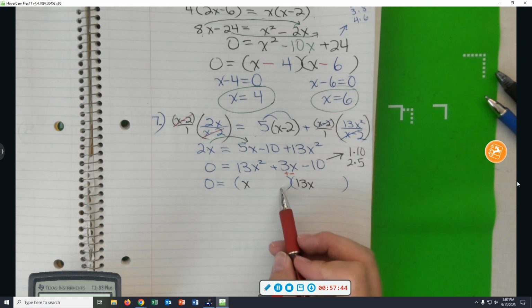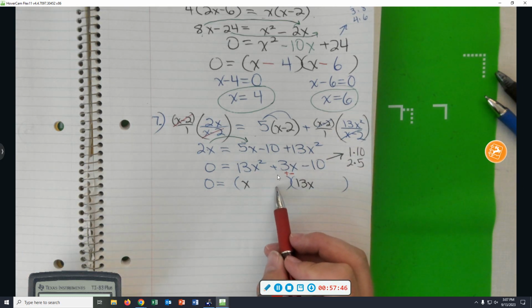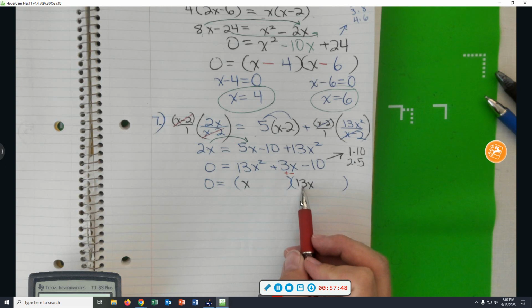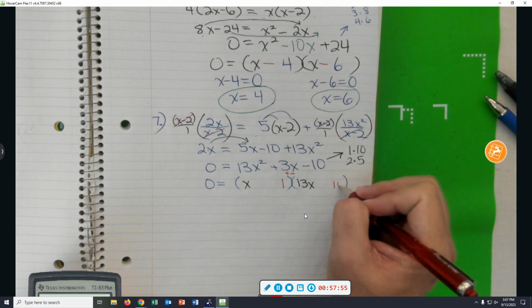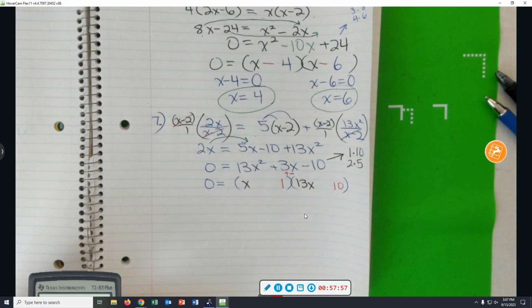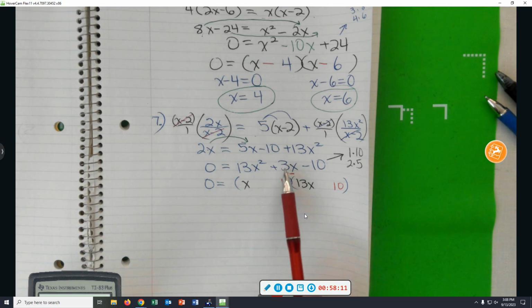I'm not going to put the 10 here. If I put the 10 here, 10 times 13, that's 130, way off from what we need. So try the 1 there and the 10 there. Again, like that student said, you're just making it work out. Now, are we going to have an x plus 1 or an x minus 1? Remember, we want to get back a plus 3x.